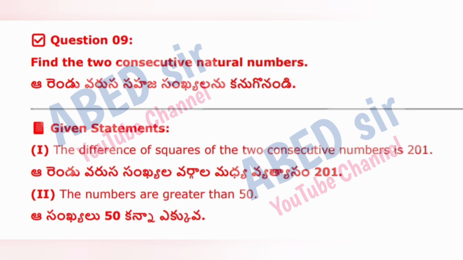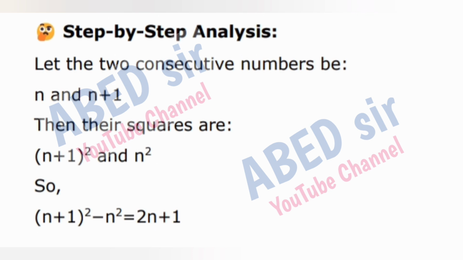Find the two consecutive natural numbers. Given statements. 1. The difference of squares of the two consecutive numbers is 201. 2. The numbers are greater than 50. Step-by-step analysis. Let the two consecutive numbers be n and n + 1. Then their squares are (n + 1)² and n².